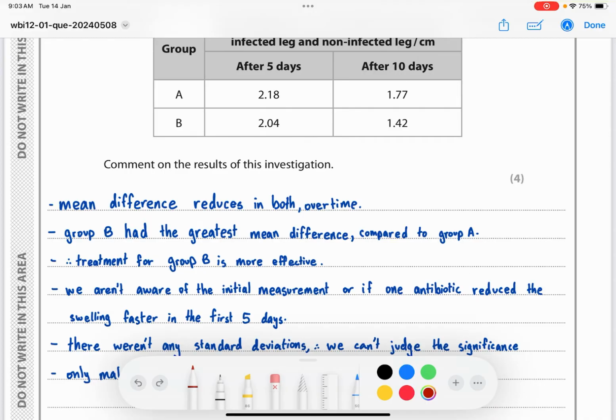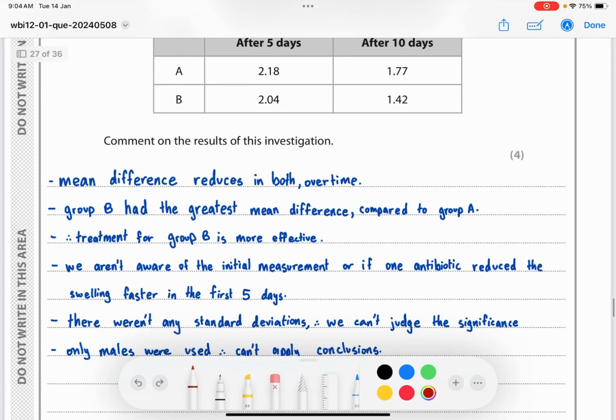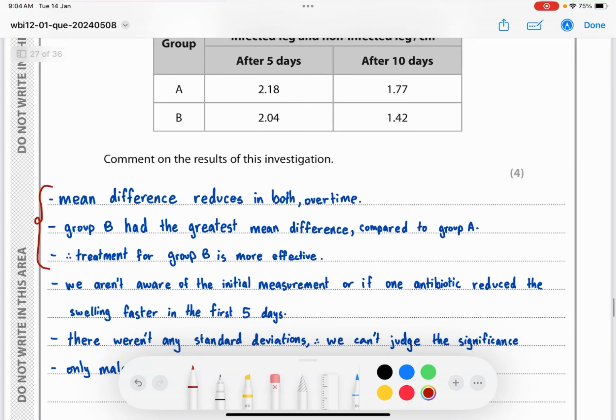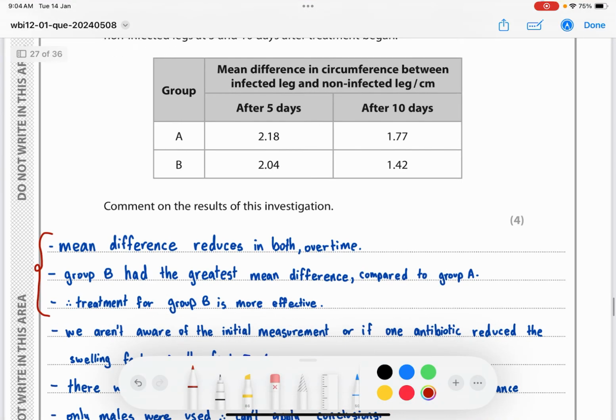And group B had the greatest mean difference compared to group A. You basically subtract these values, and once we do that, we can tell that yes, group B has the greatest mean difference compared to group A. Therefore, treatment for group B is going to be more effective. So these are just points that we could tell from the graph.